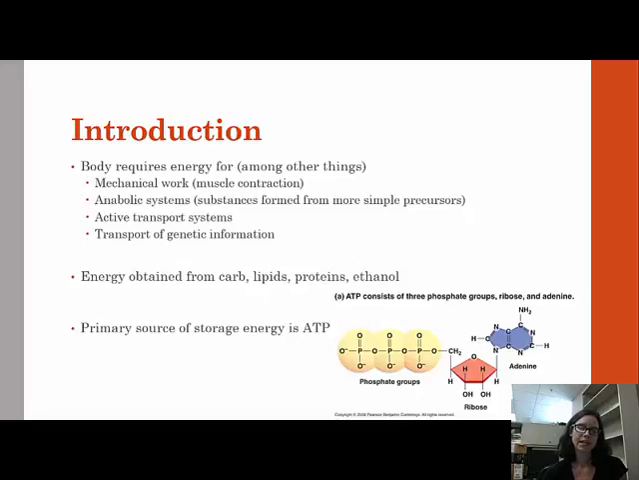So energy can be obtained from carbohydrates, lipids, proteins, and ethanol. And the primary source of storage energy in our bodies is adenosine triphosphate, or ATP. So here is the ATP molecule, and we can see we have an adenine, we have a ribose, and we have 3 phosphates here. And the bonds of these phosphates are very high energy and store a high amount of energy that we can utilize for the work that we do.